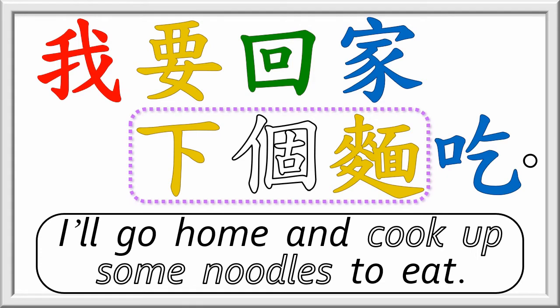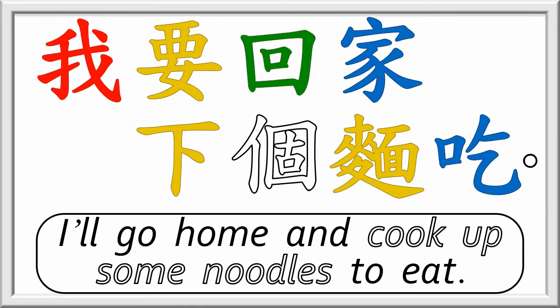我要回家下个面吃。 I'll go home and cook up some noodles to eat. 下面 is the expression meaning to drop dry noodles into boiling water. But these two characters, without context, could be misunderstood as the first phrase I introduced today, 下面, meaning underneath. To differentiate the homonyms, Chinese speakers sometimes add 个 and say 下个面 when they mean boil noodles.